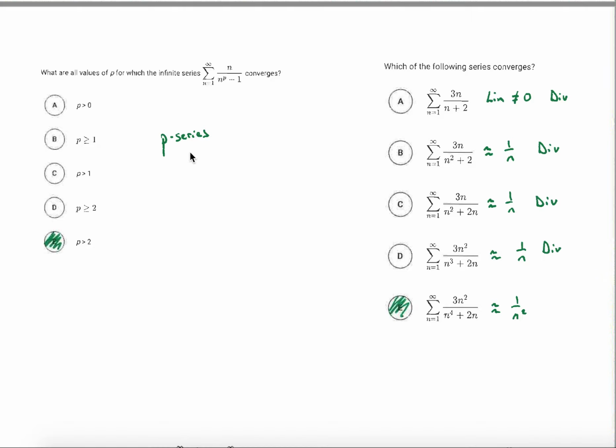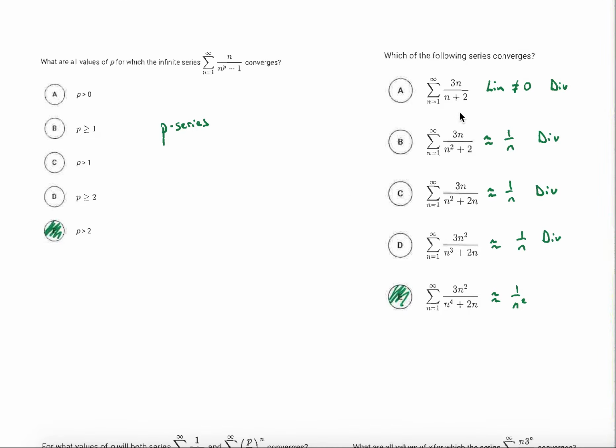This is a p series, right? And since there's an n up top, I need p to not just be greater than 1. I need p to be greater than 2, so that the whole thing has a power of greater than 1 over n. This one is garbage. All of those are 1 over n. That one actually has a limit of 3, but this one is like a 1 over n squared, so it converges.